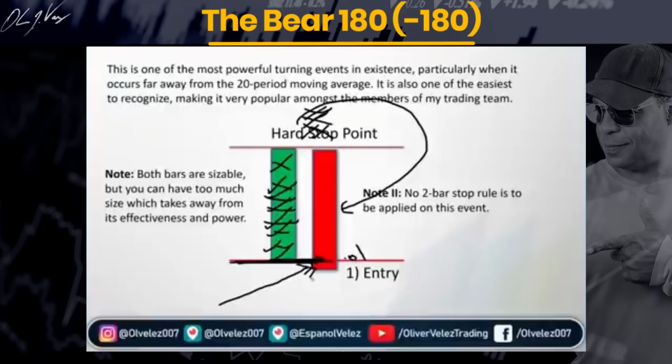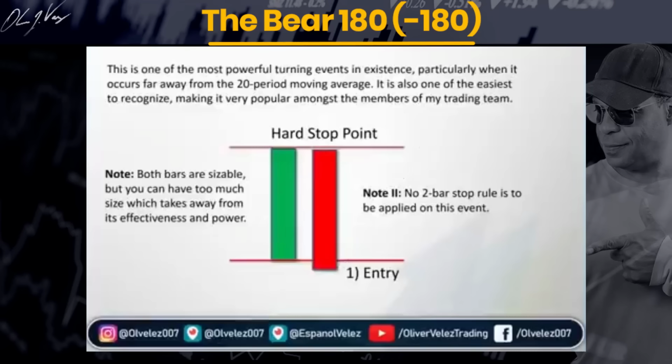Just in case it doesn't work, we place a protective stop 1 penny above the high of the fat red bar. So our risk is the size of the red bar. We risk 1 red bar. We don't risk 2 red bars. We don't risk 3 red bars. We risk 1 red bar. So the Bear 180 is just the opposite.